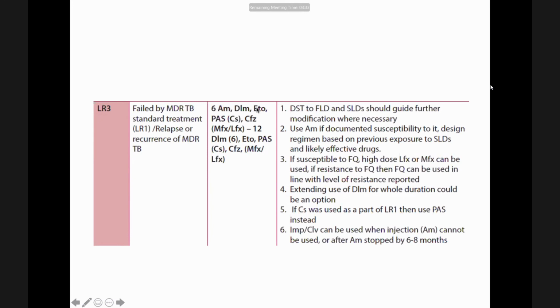These all are the regimens that you are going to use. PAS, moxifloxacin, levofloxacin for 12 months, and then for the 6 months, and then 12 months of delamanid of 6 months, ethionamide, PAS, and clofazimine, moxifloxacin, and levofloxacin. So this is the LR3.